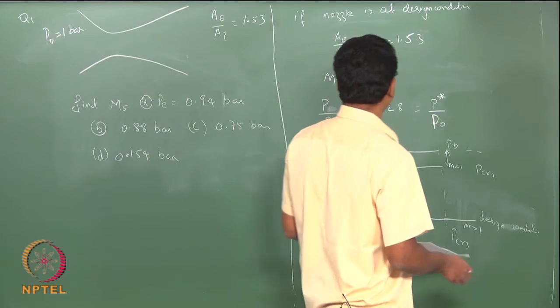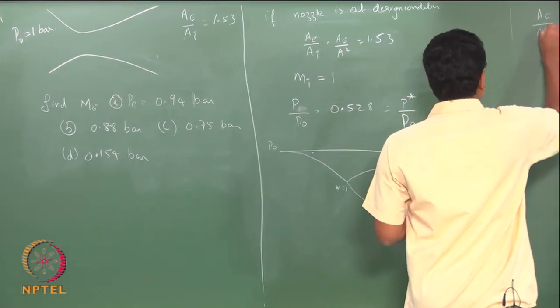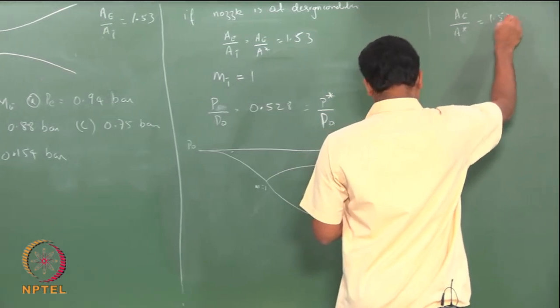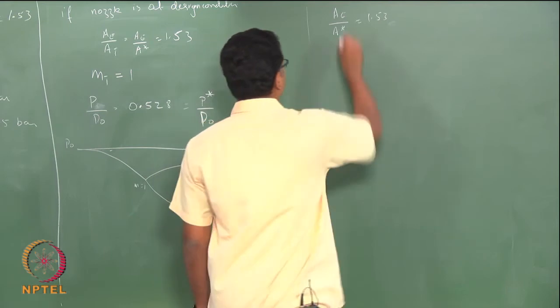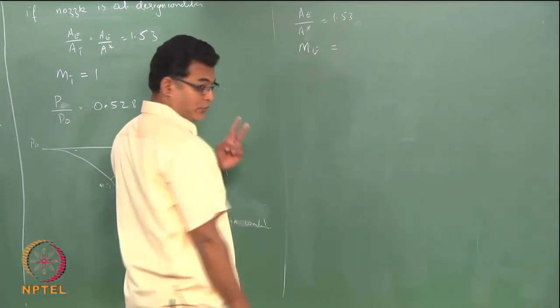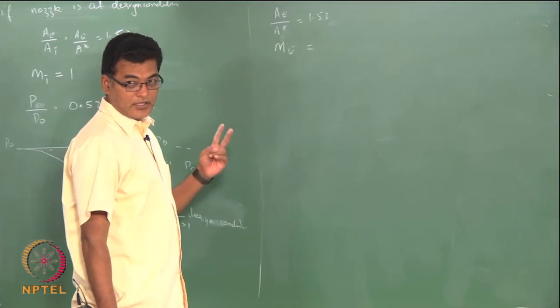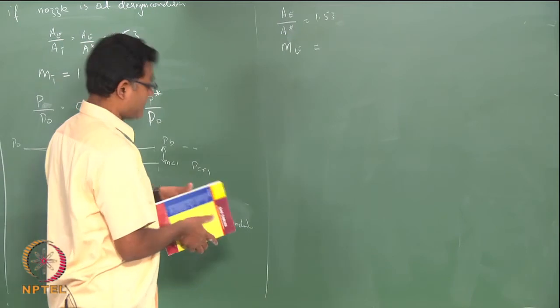So, my PE by P0 is 1.53, okay. So, the Mach number at the exit will have two values, a subsonic value and a supersonic value.